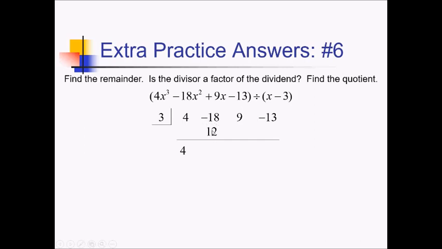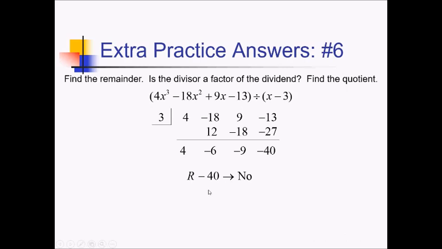So negative 18 plus 12 is negative 6. 3 times negative 6 is negative 18. 9 plus negative 18 is negative 9. 3 times negative 9 is negative 27. And negative 13 plus negative 27 is negative 40. That last number is our remainder of negative 40. Since that's not 0, that means x minus 3 is not a factor of our polynomial.